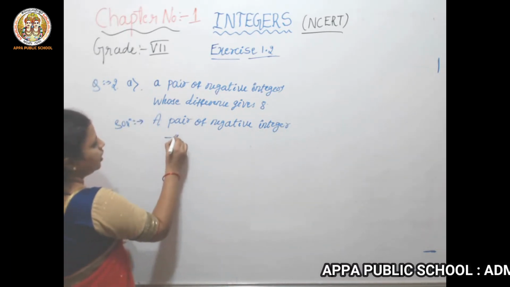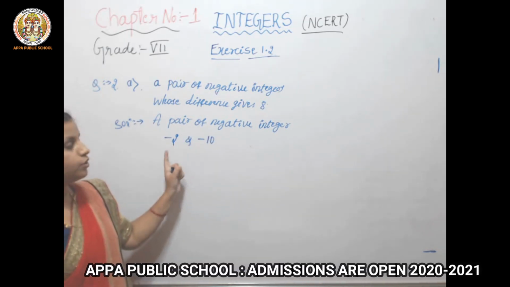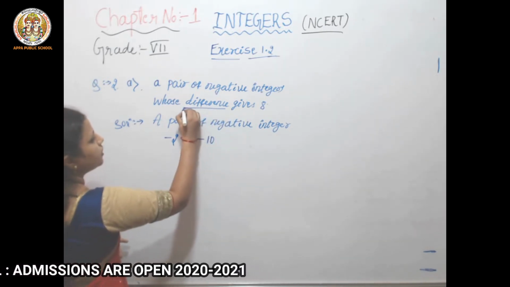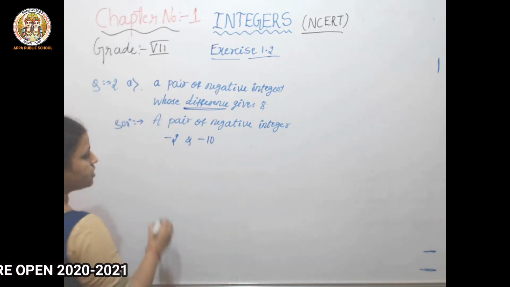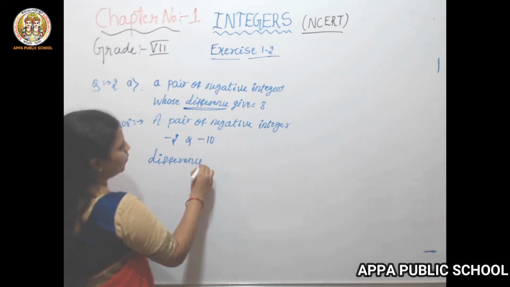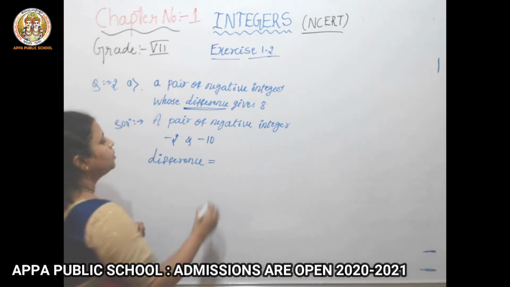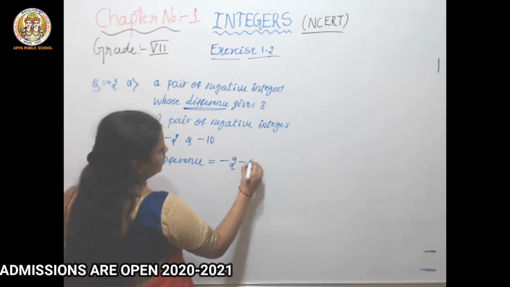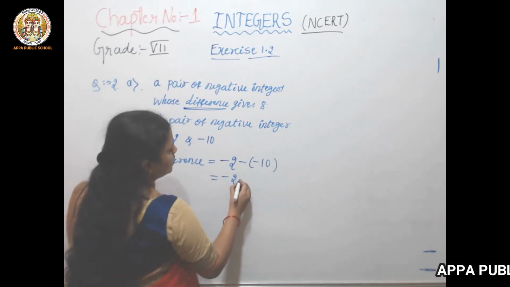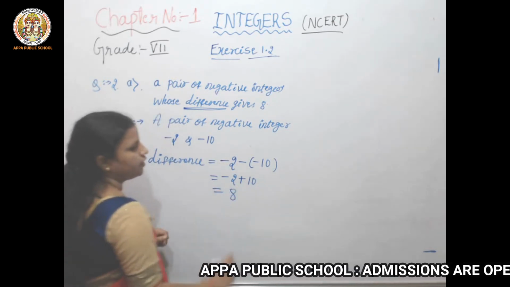So I will take here -2 and -10. Both are negative integers. And what is the condition here? It is a difference. Once again, difference means you should take a minus here. Difference means you should take a minus. So, -2 minus -10. See here, minus into minus is plus 10. So, -2 plus 10 is 8.